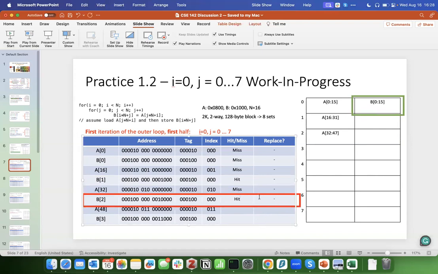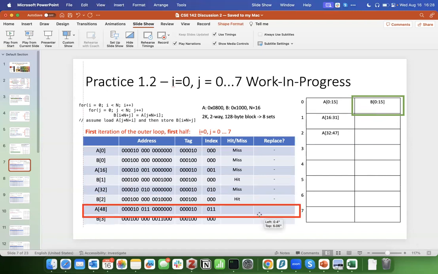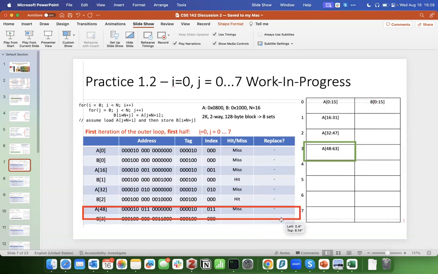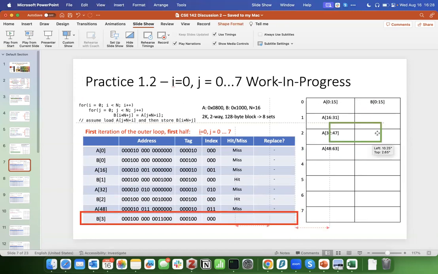And nothing to be replaced. A48, index 011. I don't have anything at index 011. It's a compulsory miss. So 48 to 63. All right, this is a miss. Doesn't replace anything. And then finally, B3 is in the cache, right? So this is a hit.